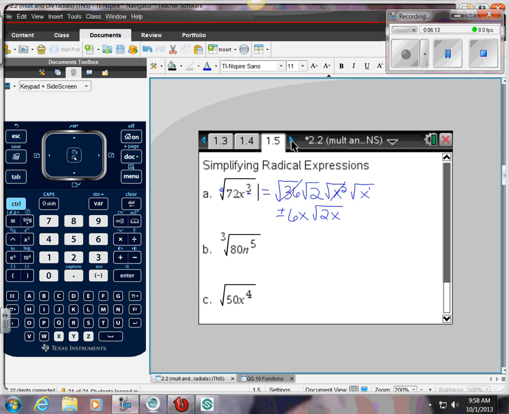Okay. I've got the cube root of 80 n to the 5th. Now, what column am I using up there? My square roots or my cube roots? Cube. So what's the biggest perfect cube that divides into 80? 8. So we're going to break down 80 into what? 8 and 10. Now, if you lose that index as you're working, if you don't write it, it's wrong. Make sure that you write it every single time.